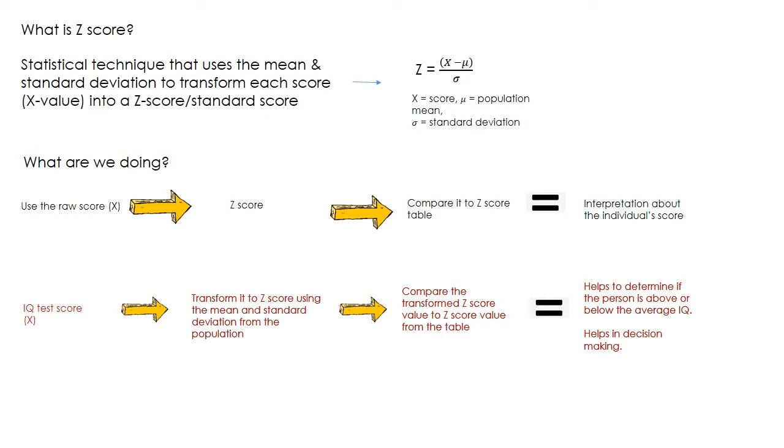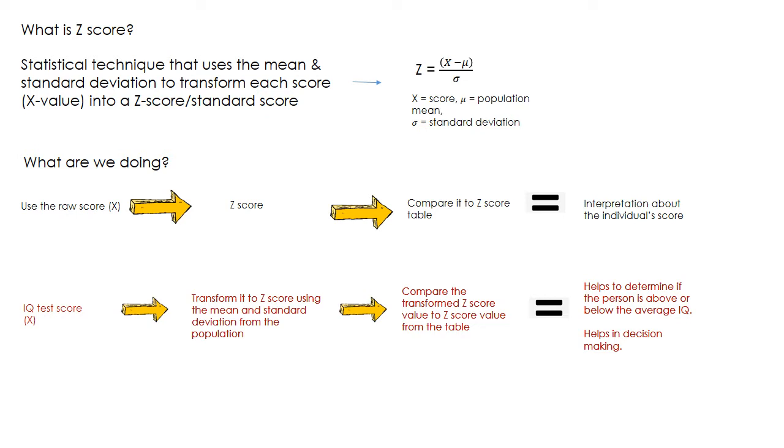Then we would like to use the z-scores. What we are actually doing is using the raw scores to convert them into z-scores. We are changing, like remember when we were doing frequencies, we changed frequencies into proportions.